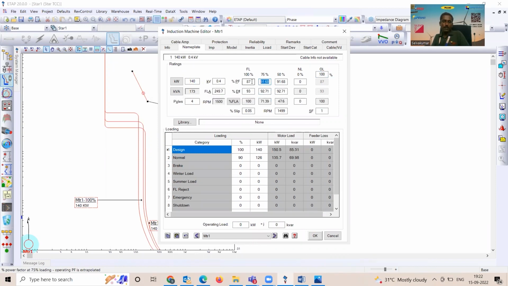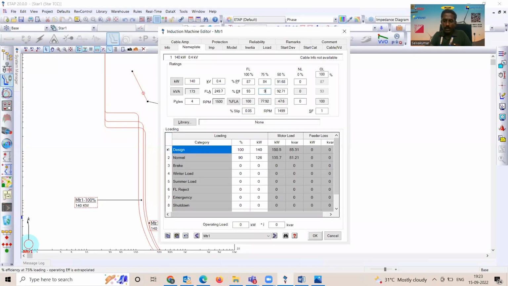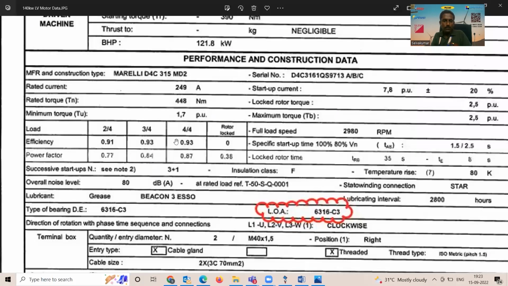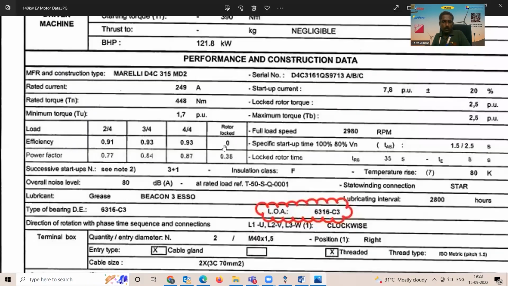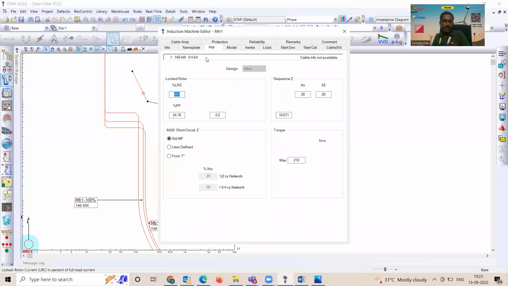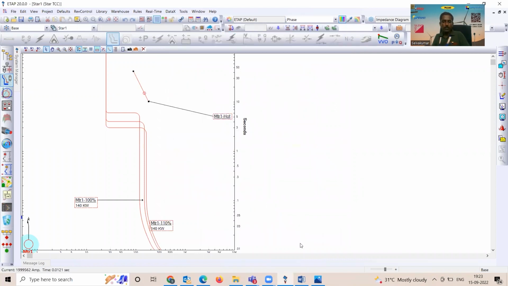And the 75% data, if you want, you can fill it: 93, 84, 93. At 50%, 91, 77. And during no load, data is not given. Locked rotor, the power factor is 0.38. That is, the starting power factor is 38%. So we got some good information.